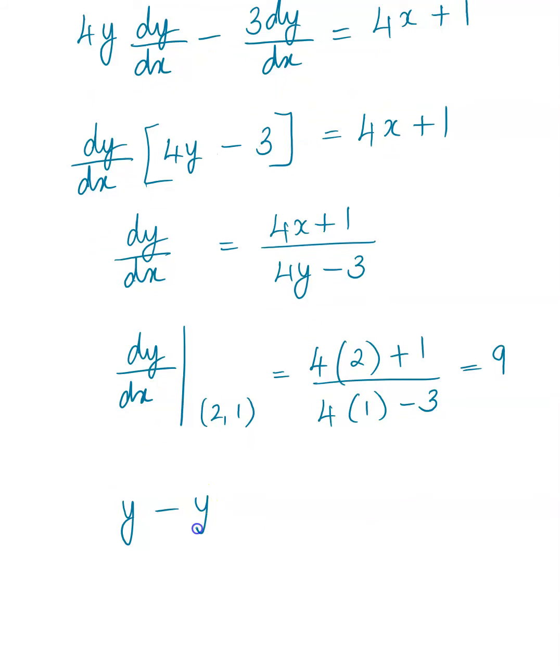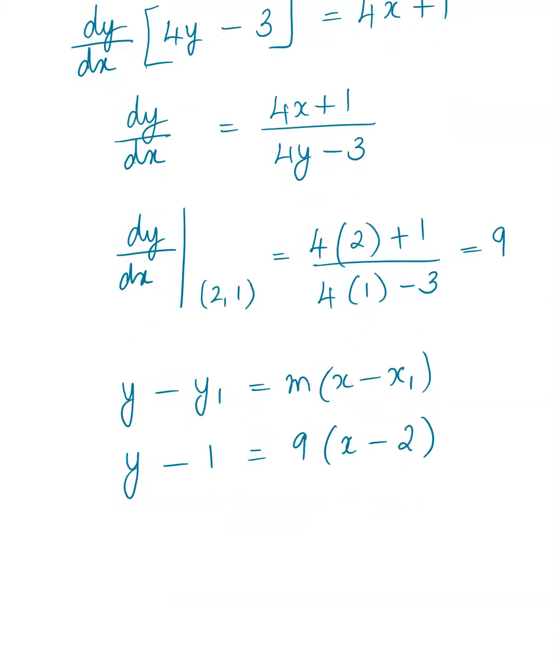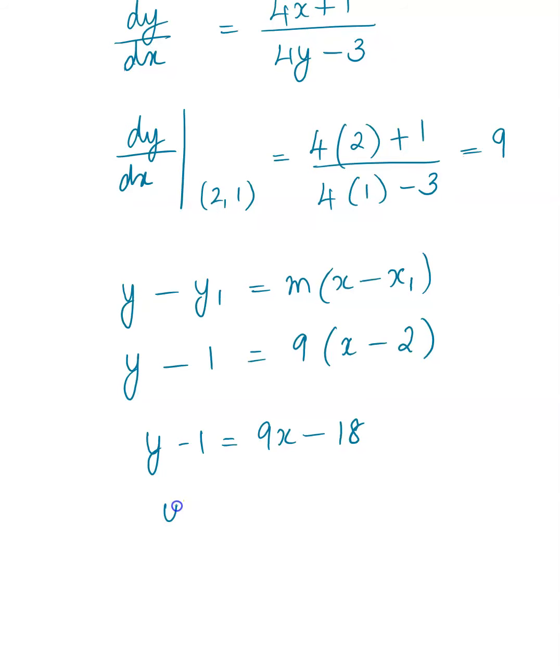So y minus y1 equals m times x minus x1. y minus 1, y1 is 1, m is 9, x minus 2 for the x1. y minus 1 equals 9x minus 18. Add 1 on both sides. y equals 9x minus 17, and that's your answer.